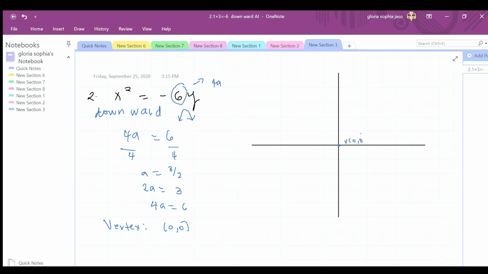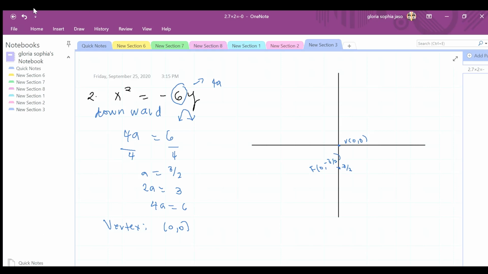So let's name our point. And then, since the parabola opens downward, we will locate a units downward from our vertex. We will locate 3 over 2 units, or 3 halves, which is equal to 1.5. So our focus is (0, -3/2).